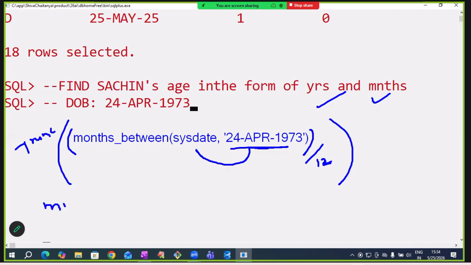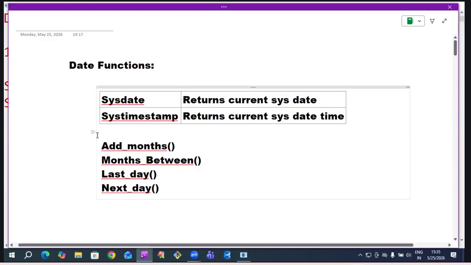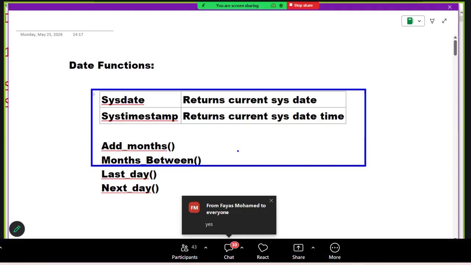Above months, if you want to get, take the mod of this number of months, dividing with 12. We get the above months. Like that. So this is about months between. Is it clear up to here, sir? Okay. Online students, please confirm. Is it clear about months between?